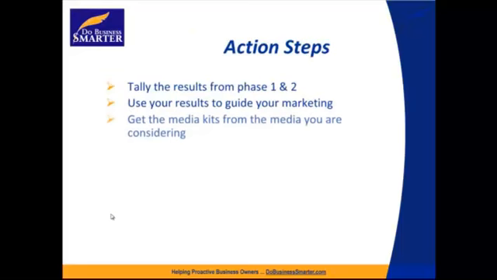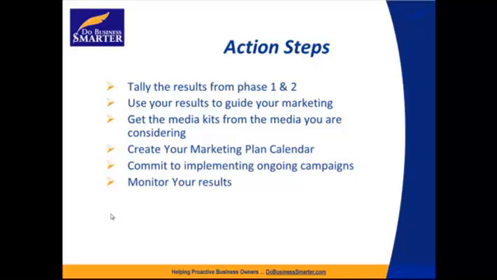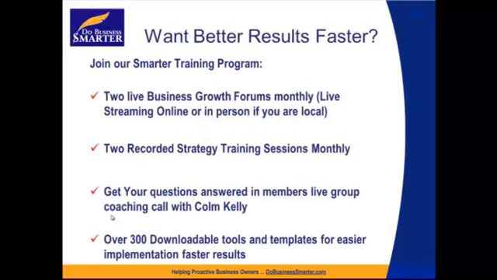The action steps to create your plan are to tally the results from phase 1 and 2, use your results to guide your marketing, get the media kits from each of the media that you're considering, because the media kits will tell you what the investment is going to be, so you can budget for that. Create your marketing plan calendar so you can plan things in advance. Commit to implementing ongoing campaigns, and then monitor your results. And so you use all the information that you've gathered from your research to develop your marketing action plan.